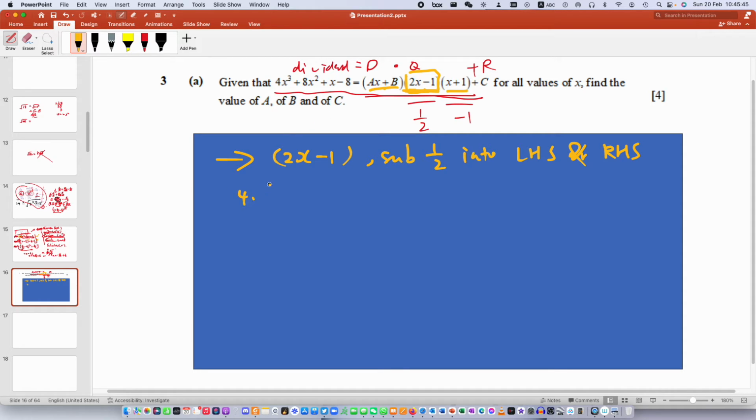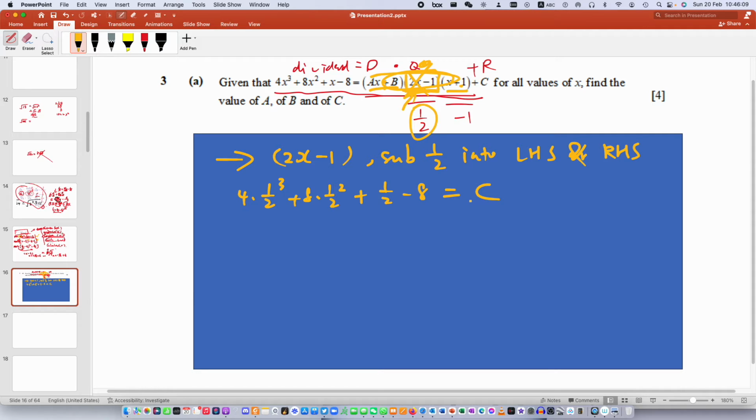So you get 4 cube square minus 8 equal. Once you sub the half in, this is 0, so 0 times this times this. So you immediately get your C. That's how you get your C. But then you have to get your A and B.